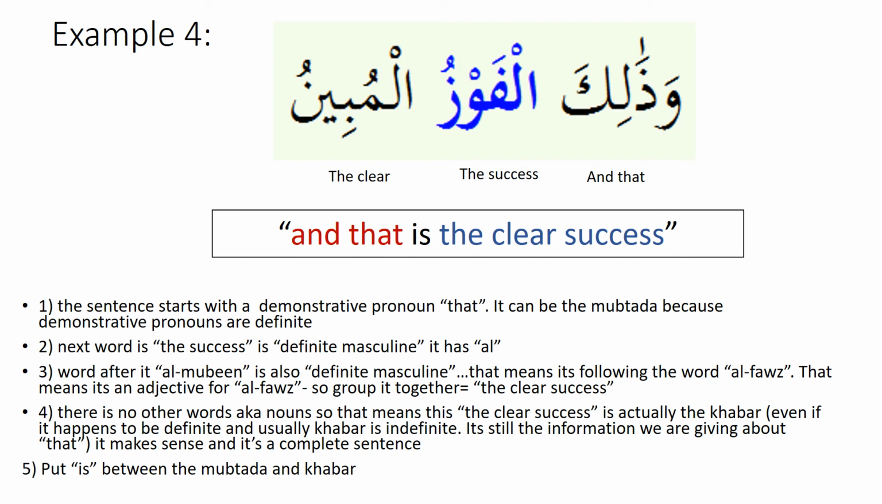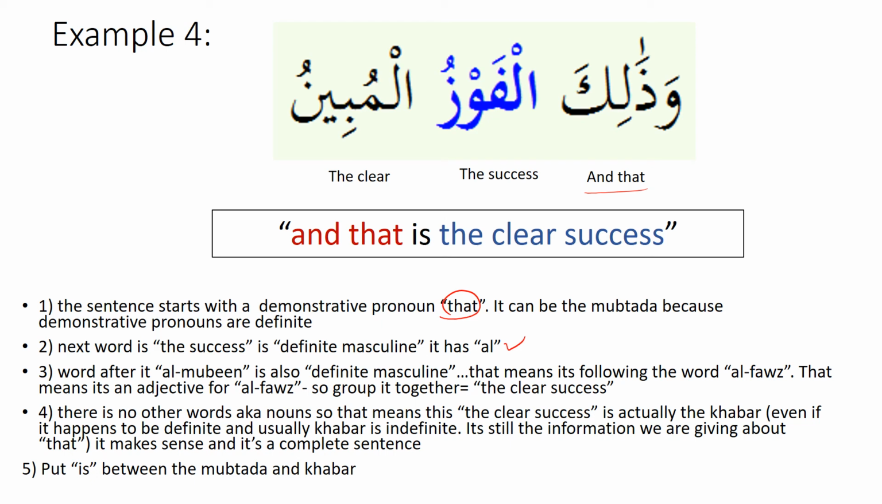وَذَلِكَ means and that. Al-fawzu, the success. Al-mubinu, the clear. So we have a few over here. The sentence starts with a demonstrative pronoun, that. It can be the mubtada because demonstrative pronouns are definite. So it can definitely be the mubtada. The next word is the success, and it's definite masculine. It has alif lam on it.